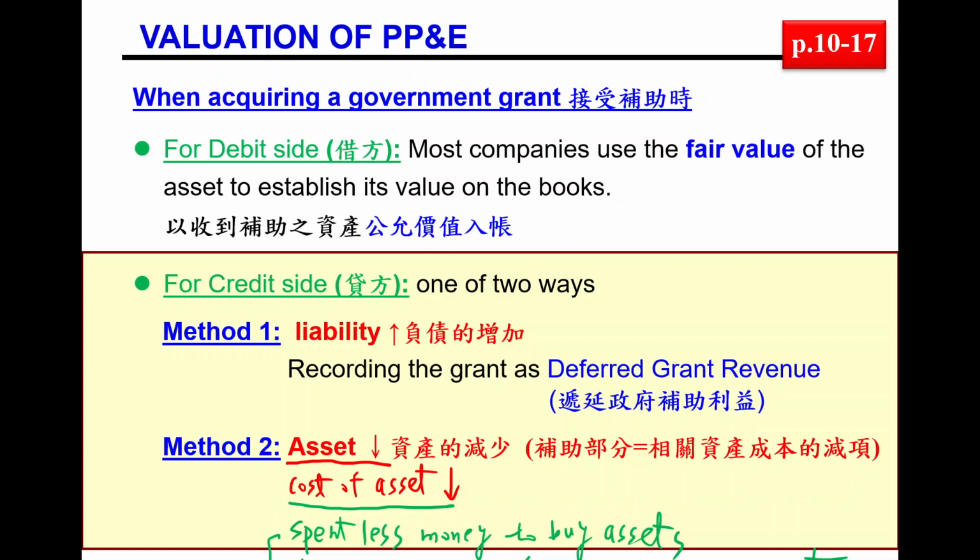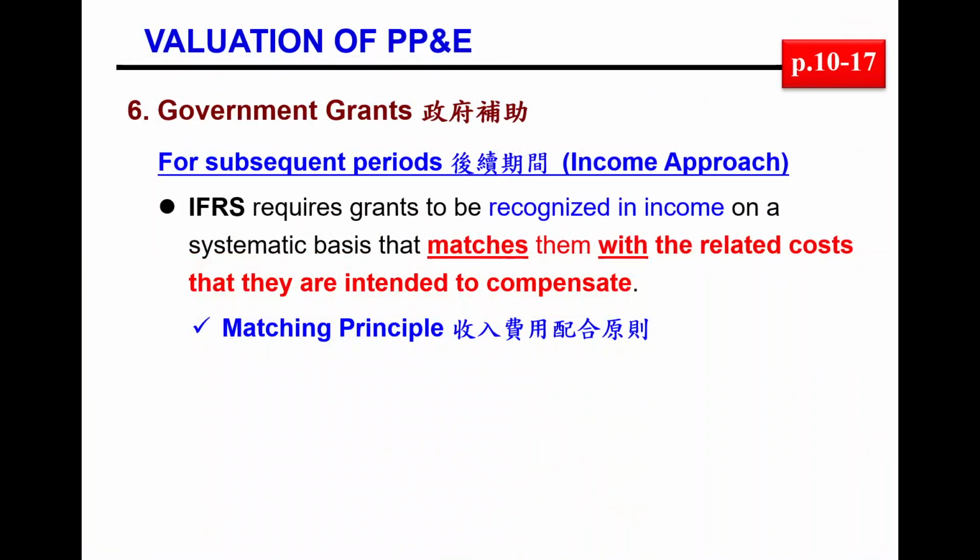So how about after first date, subsequent periods, means in the future, next year, next 2 years, next 3 years, how to deal with your government grant. Okay. So we talk about subsequent periods. For the following periods, how to do that.